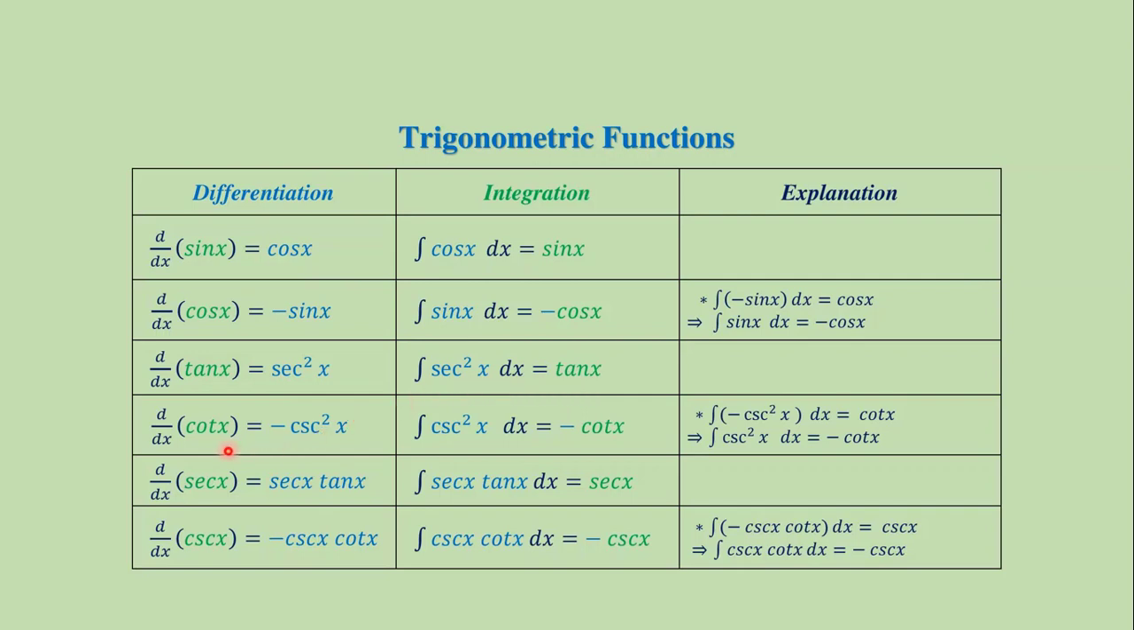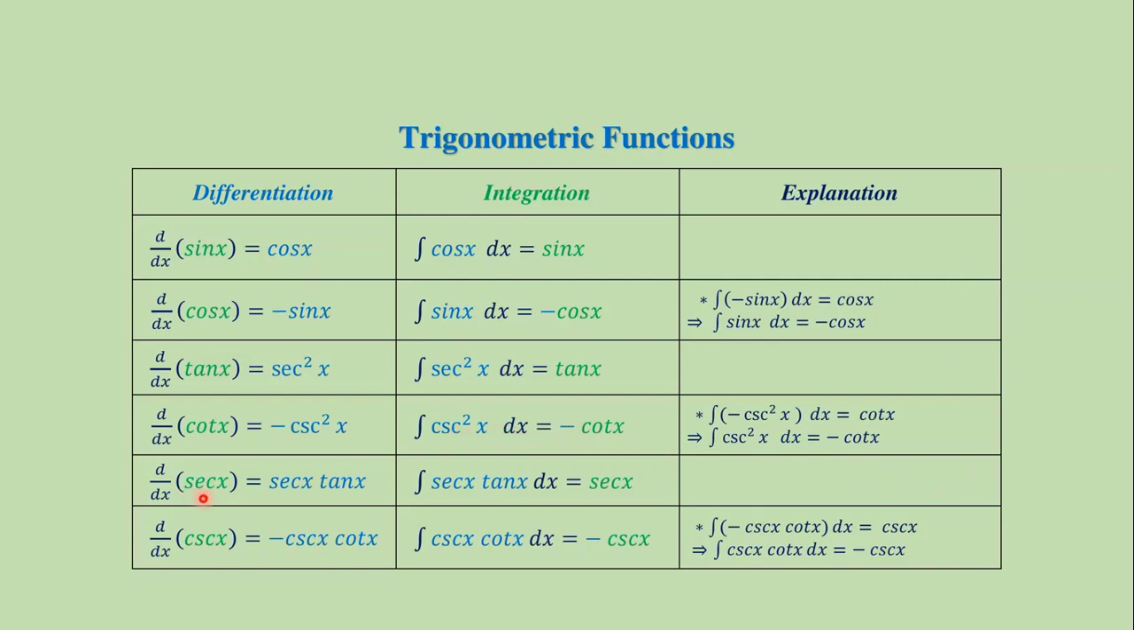Next one is d/dx of cotangent x equals negative cosec square x. So, if we integrate negative cosec square x, then we get cot x. So, integration of negative cosec square x dx equals cotangent x. And if we divide by the negative sign, then we get this formula.